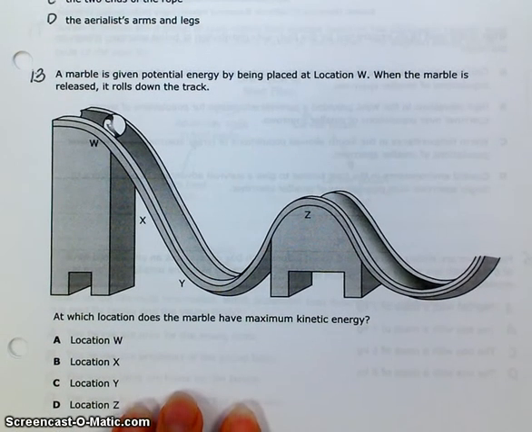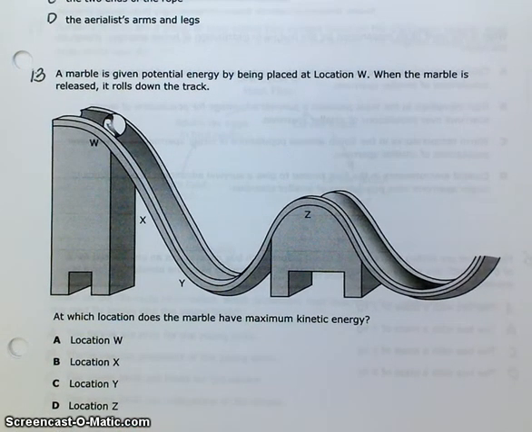Number 13. A marble is given potential energy by being placed at location W. When the marble is released, it rolls down the track. At which location does the marble have maximum kinetic energy? A, location W, B, location X, C, location Y, D, location Z.